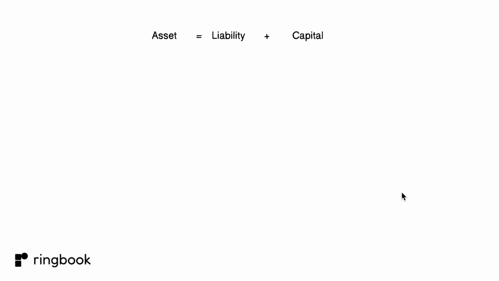Today is to explain how double entry accounting works. So as most of you have already heard about that equation, which is asset equal to liability plus capital, right? So how does this work?